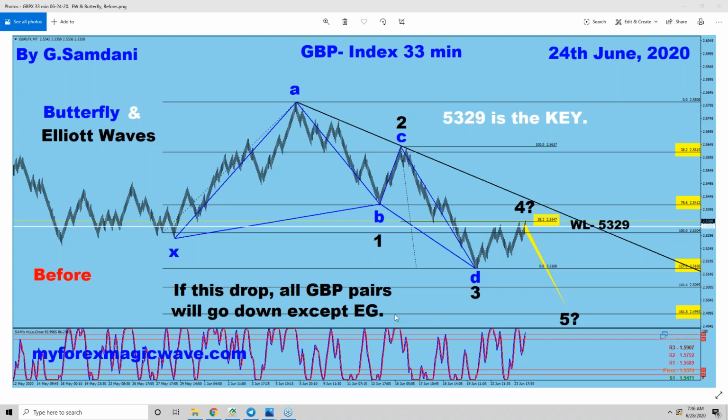Forget about EG. Everything else, like pound USD, pound yen, pound Aussie, pound CAD, all of those are going to go down, and then I'll have the opportunity. If this starts to happen, then I'll be watching those pairs and taking the trades using my Magic IB system.